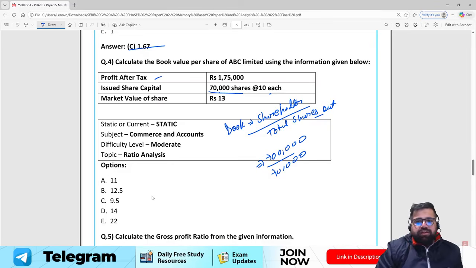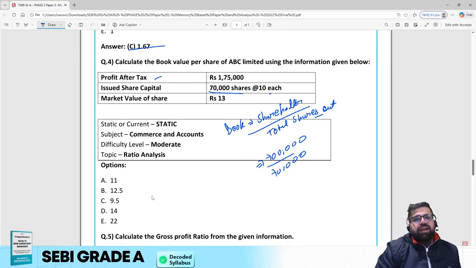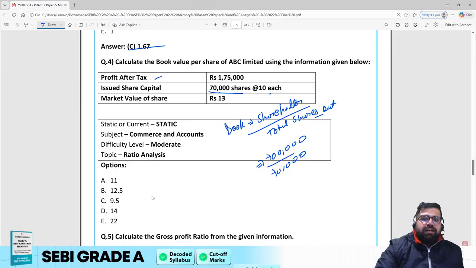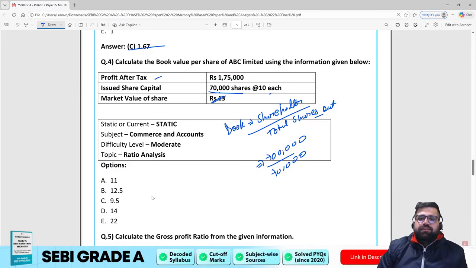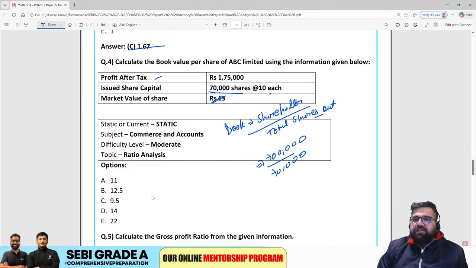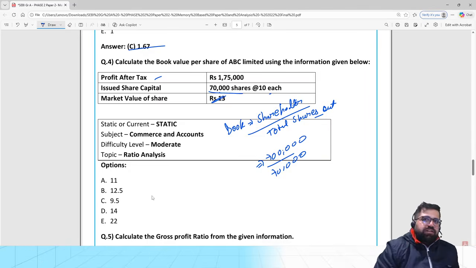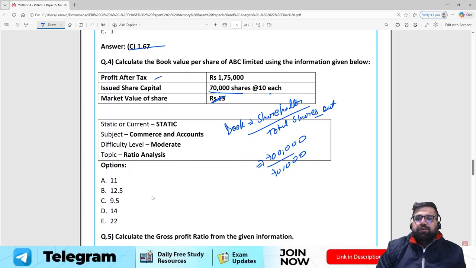But 10 is not given in the options. Now see, this is where the logic comes. They have given you market value. Market value, I think, is not making any sense in this question. They have just given it to confuse you. But if you see profit after tax, this is your net profit. This net profit, if it is not used for other purposes, will be transferred to the reserves.